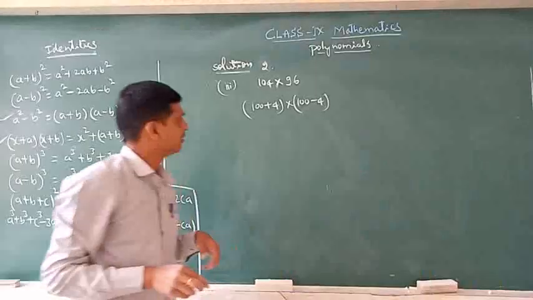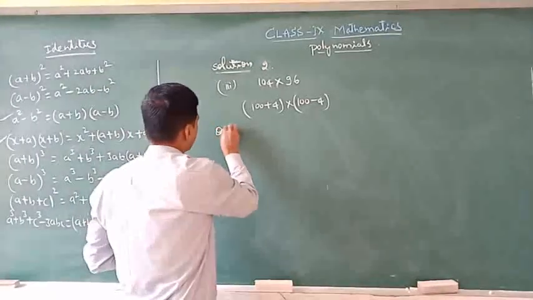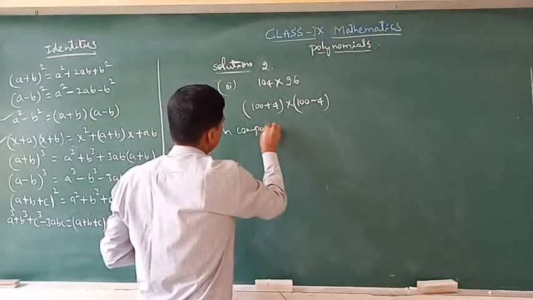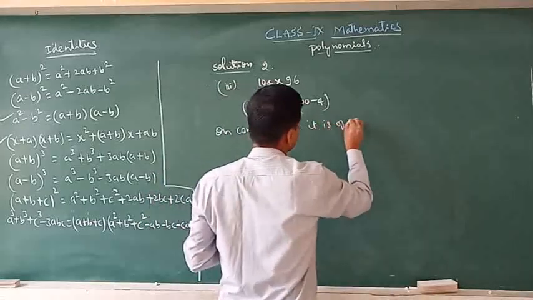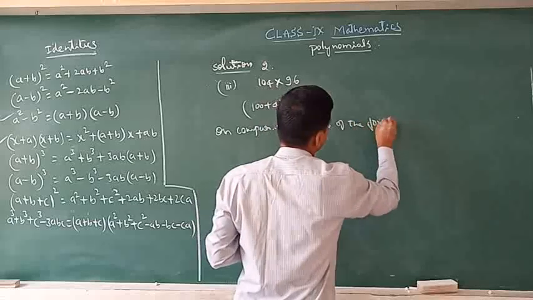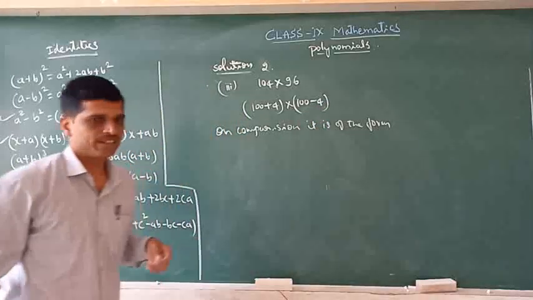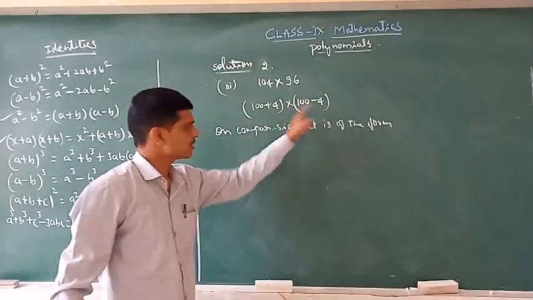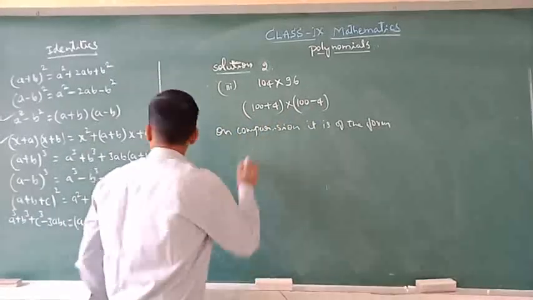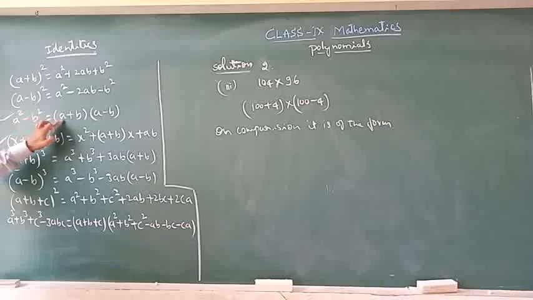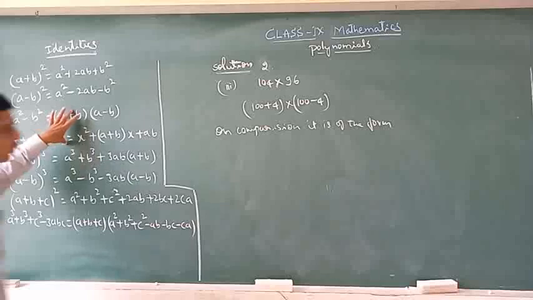Of course, this is easy. 100 plus 4 is 104, and 100 minus 4 is 96. Now, on comparing, it is of the form (x plus a)(x plus b). But since one side is plus and the other is minus with the same number, it is (a plus b)(a minus b). So consider this identity, the left side and the right side also.